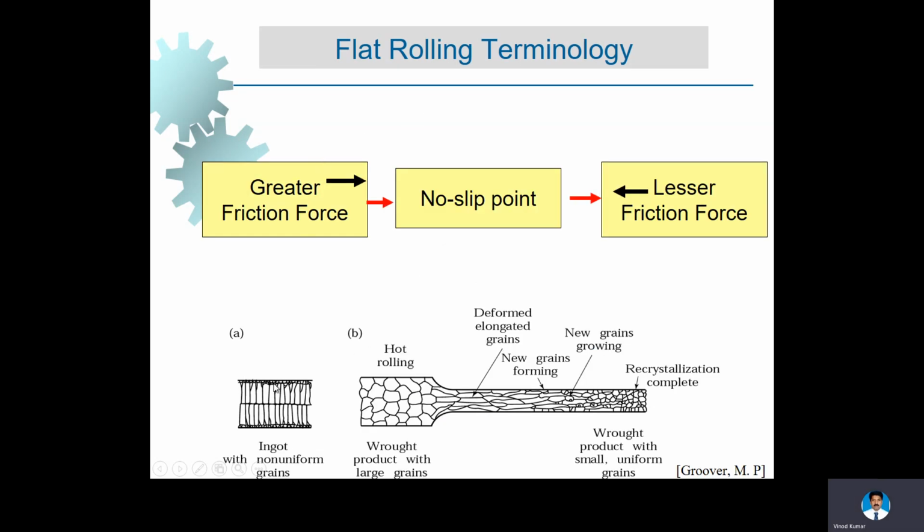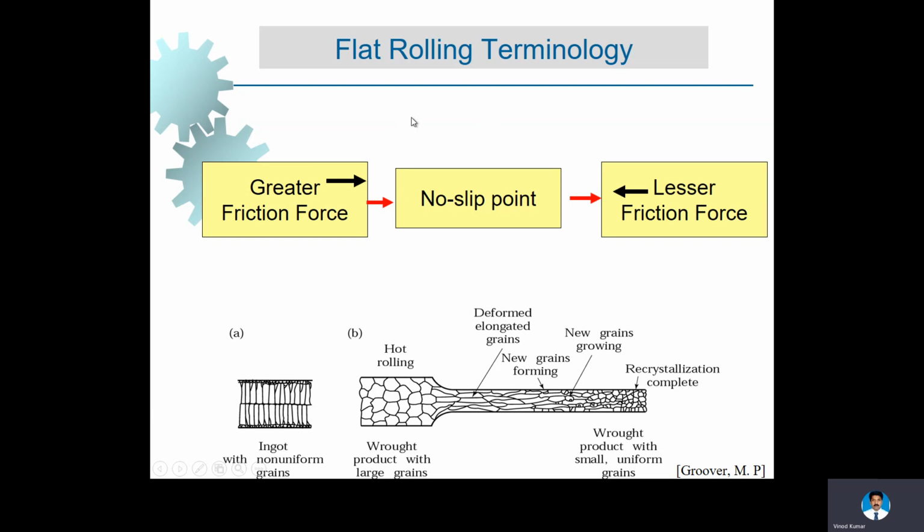In flat rolling terminology, as we can see here, the ingot has non-uniform grains. When we heat it above the recrystallization temperature and roll it, new grains will be formed and developed. Recrystallization will take place, so the material will have a new grain structure after a hot rolling process. So the wrought product with small uniform grains will be produced, and before rolling you could see here the ingot with non-uniform grains.